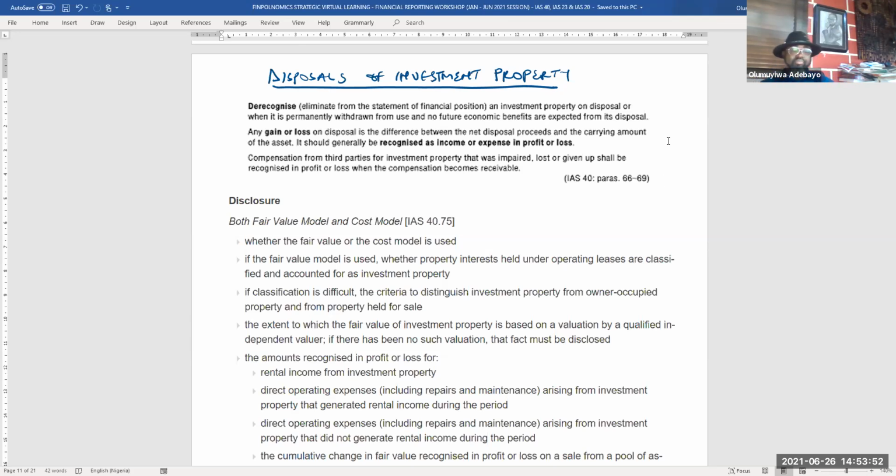Any gain or loss on disposal is the difference between the net disposal proceeds and the carrying amount of the asset. It should generally be recognized as income or expense in profit or loss.